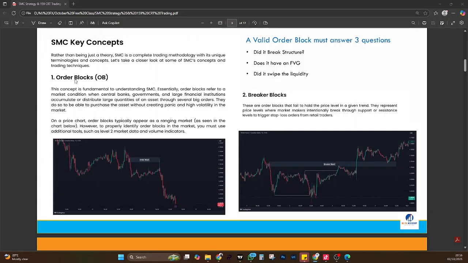The first one is an order block. This is the first thing. So what is an order block? An order block is a price movement where the market makers start to either sell or to buy.